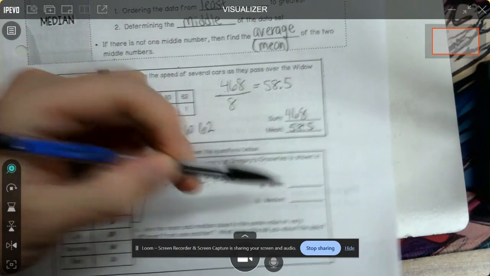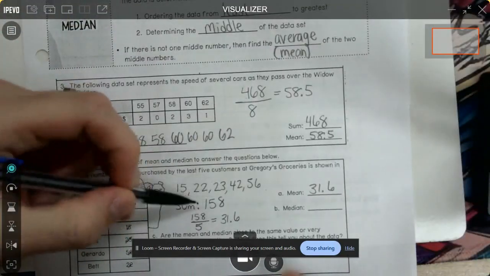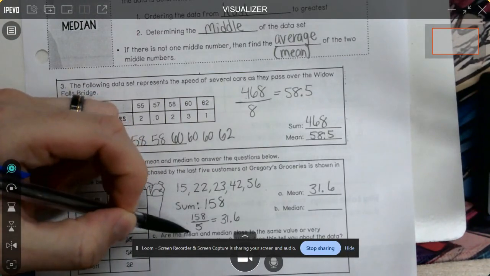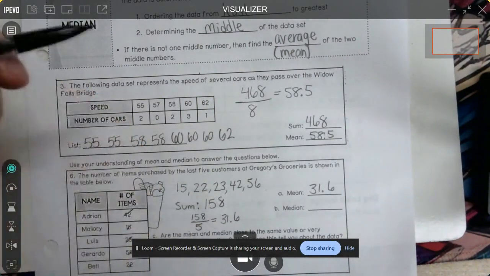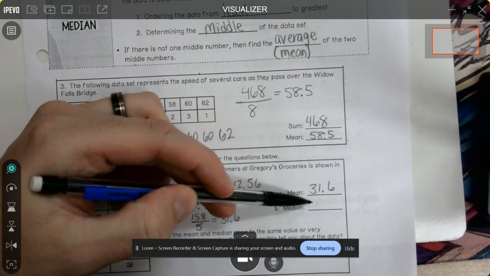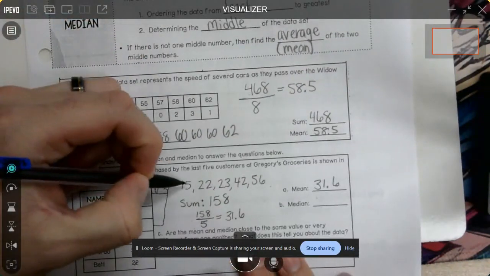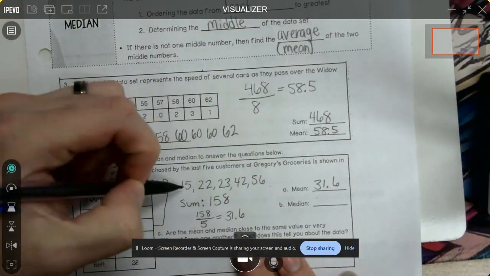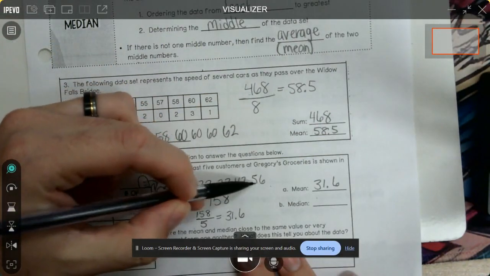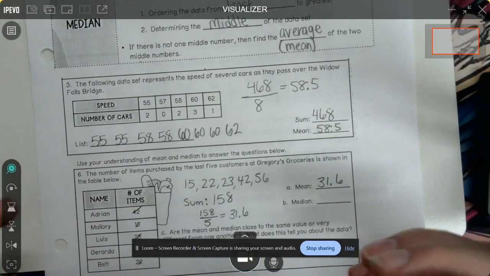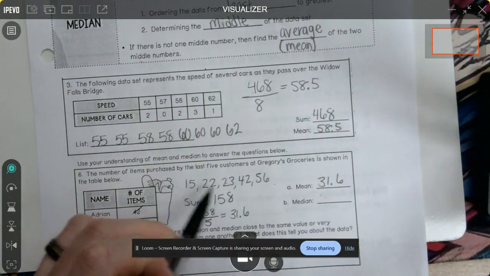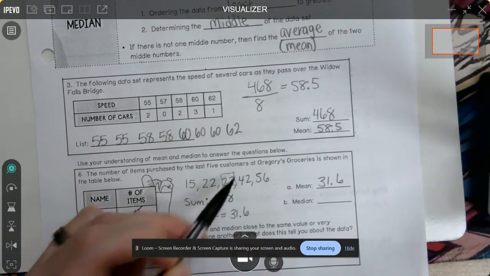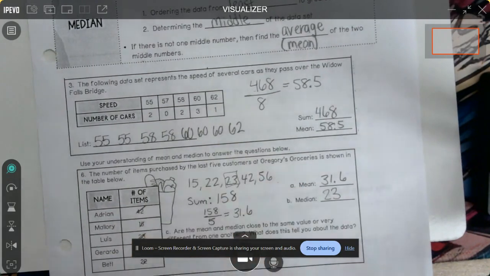Find the mean. You should have gotten a sum of 158. 158 divided by 5 would be the mean, and you get 31.6. Now the middle, the median, what's the middle number? So it looks like we have 5 numbers. So the middle is going to be the third number in the data set. 1, 2, 3, 1, 2, 3. I like to count in both directions till we meet in the middle. So the third number is 23. So the median is 23.